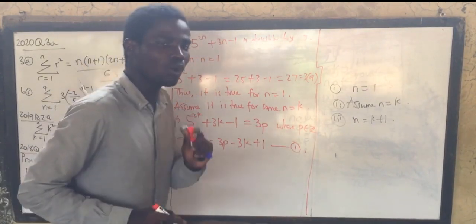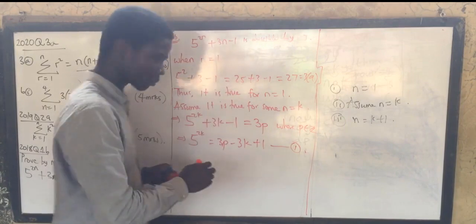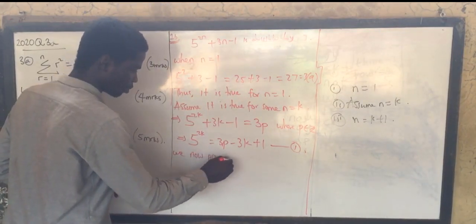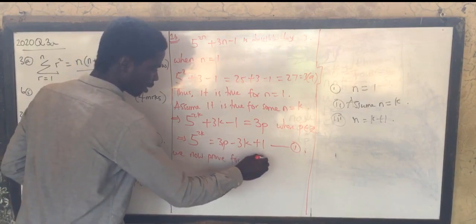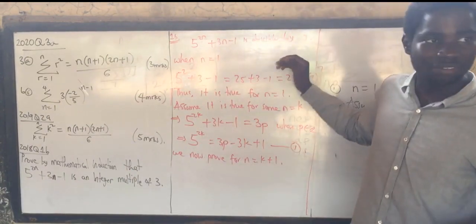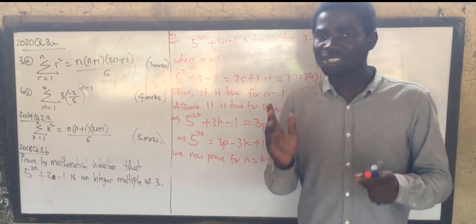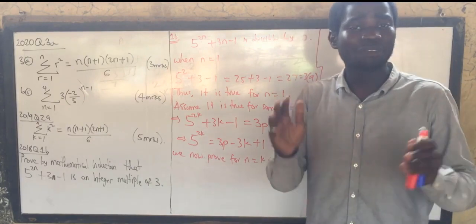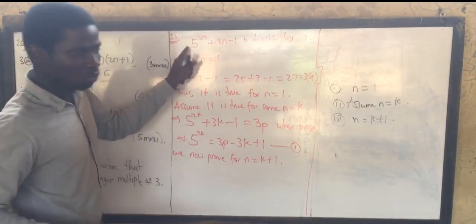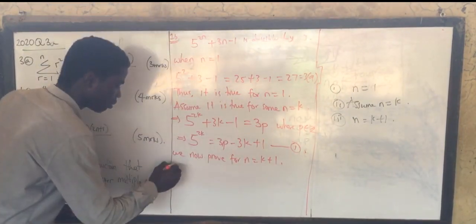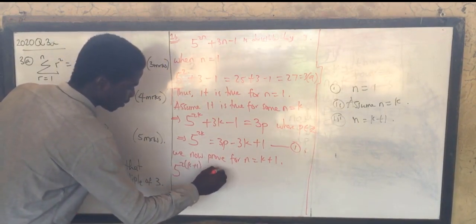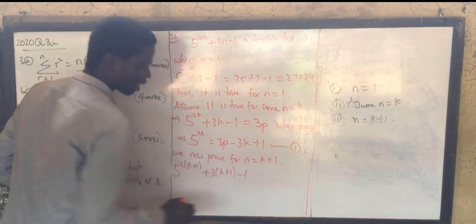Now, we now prove for n equal k plus 1. That is, when n is k plus 1, it will still be divisible by 3. And how will you know it is divisible by 3? That means if you are able to factorize 3 out of it, then it is divisible by 3. So now put k plus 1 here. Anywhere you see n, put k plus 1. So this one will become 5 raised to power 2(k plus 1) plus 3(k plus 1) minus 1.